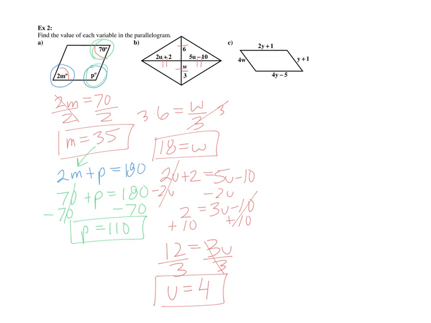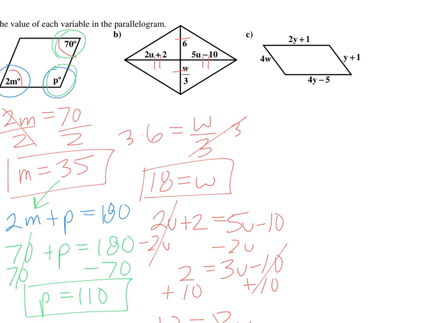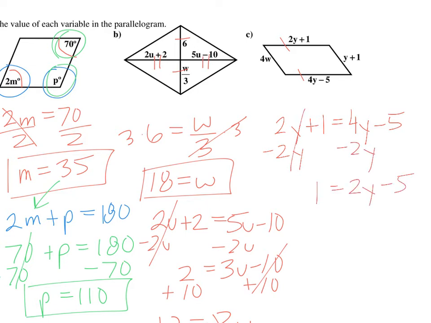For the next one, I know that opposite sides are congruent, so I'll start with these first. 2y plus 1 is equal to 4y minus 5. I only have one variable here, that's why I chose to do this setup first. So then I will subtract 2y, so I have 2y minus 5. Add 5. 6 equals 2y, divide by 2, y is equal to 3.